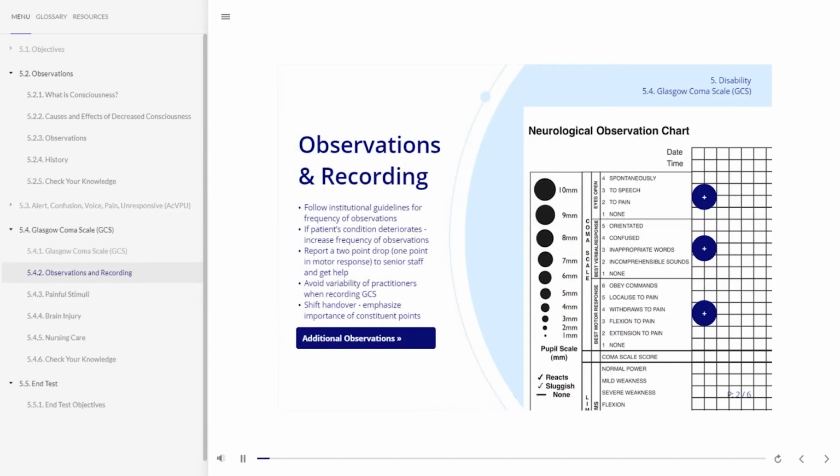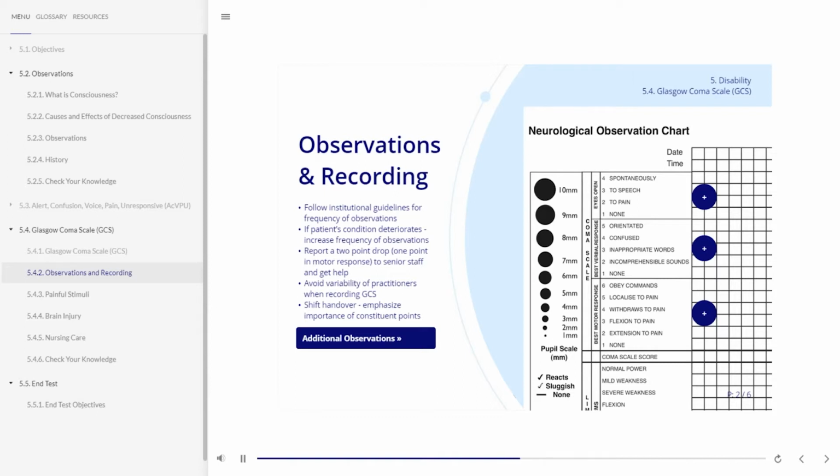This section looks at the details of making observations and completing a GCS chart. There are clear guidelines from institutes and professional bodies on the frequency of measurements and when this may be reduced. Always increase the frequency of observations according to agreed guidelines if the patient's condition deteriorates. A fall of 2 points overall or 1 point in motor response indicates significant deterioration. You must report this to senior medical staff and get help.